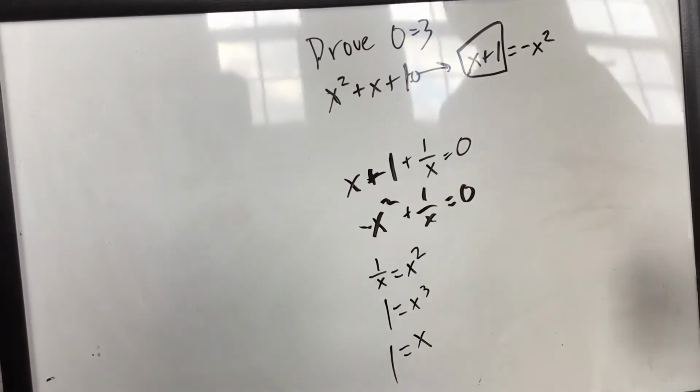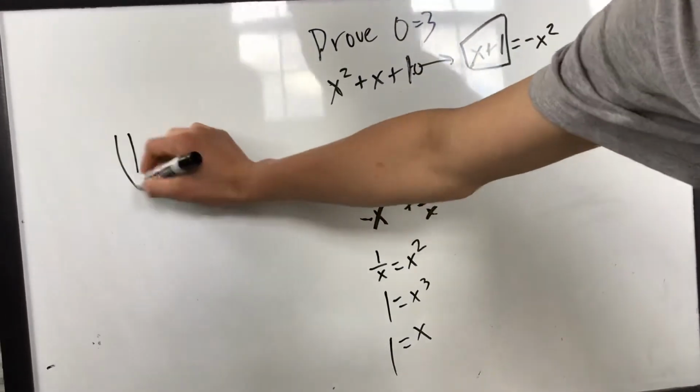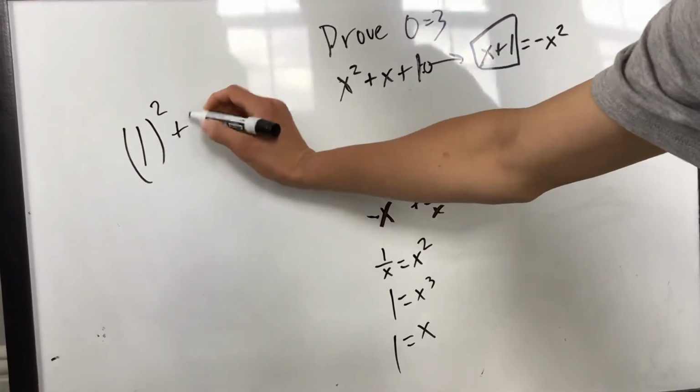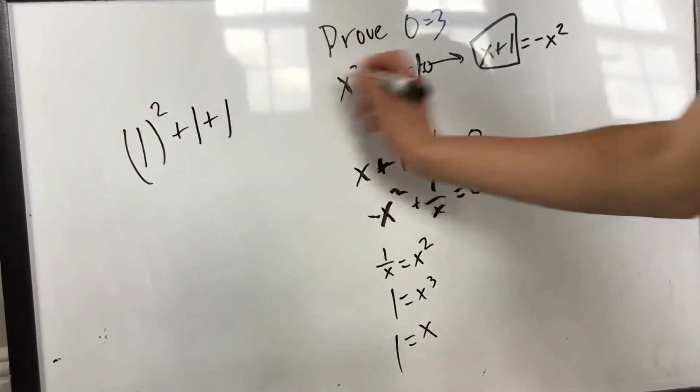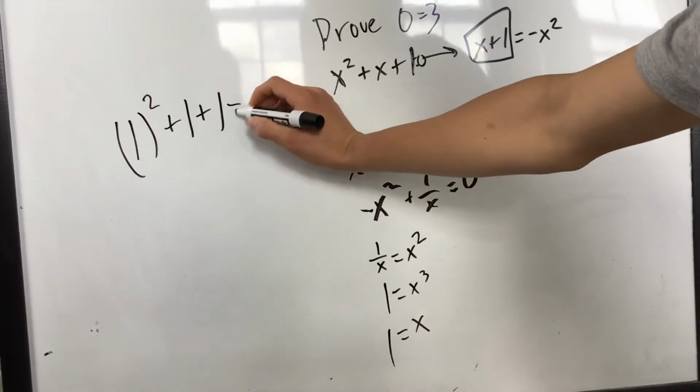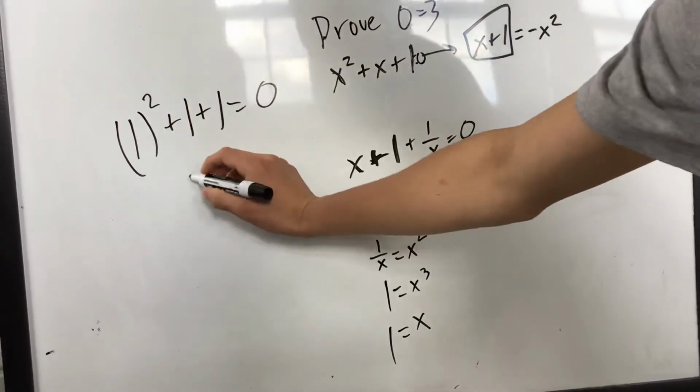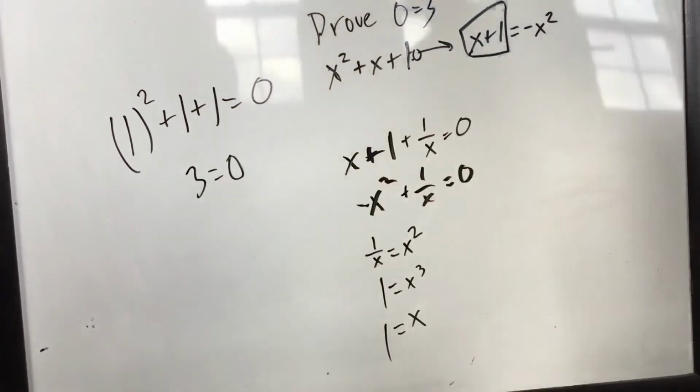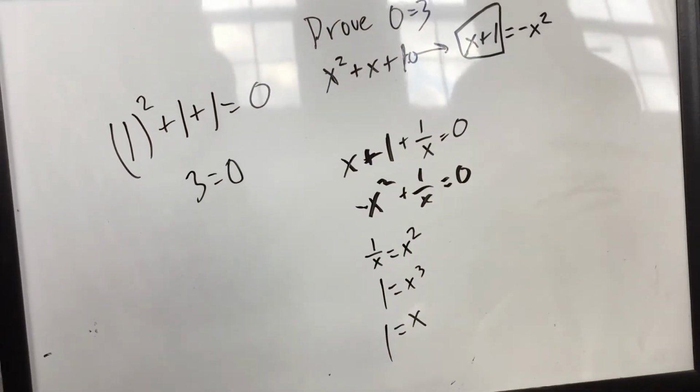So let's plug it in. So we get 1 squared plus 1 plus 1, if we're plugging it into x in this equation, equals 0. And if you solve that out, we get 3 equals 0. So that's the proof of why 0 equals 3.